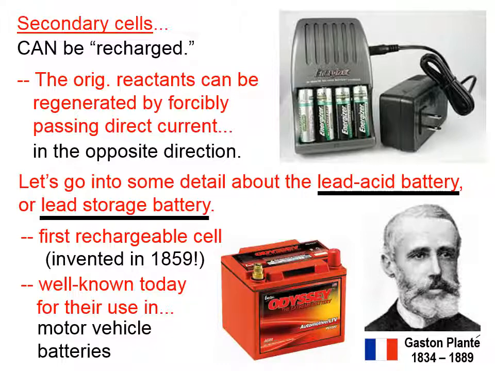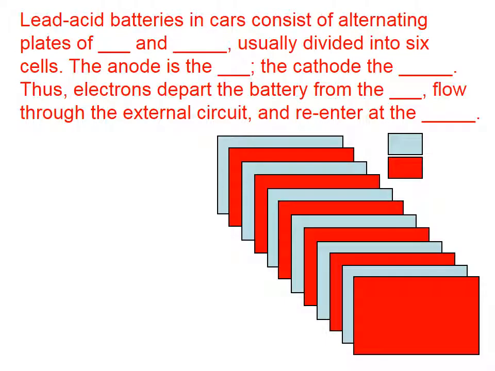Lead-acid batteries are well known today for their use in motor vehicle batteries. Lead-acid batteries in cars consist of alternating plates of lead and lead dioxide. In my simple model here, we have alternating plates of lead and lead dioxide. Of course, an actual car battery is much more complicated than what I'm showing here, but I'm trying to simplify it, and then we'll see some pictures later on that are better representations of the actual structure of a car battery. These alternating plates are usually divided into 6 cells.